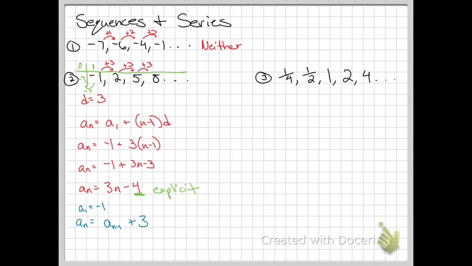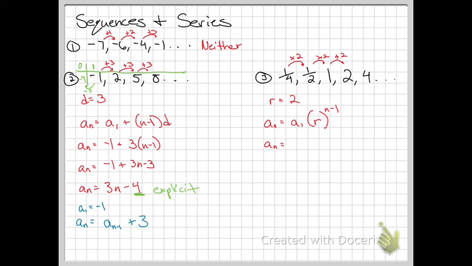Okay, number 3. This is times 2, times 2, times 2. So you are multiplying by the same thing each time. So that multiplier is going to be 2. Remember, our formula is a_1, we might call it r in class, we might call it m, doesn't really matter, times r to the n minus 1.